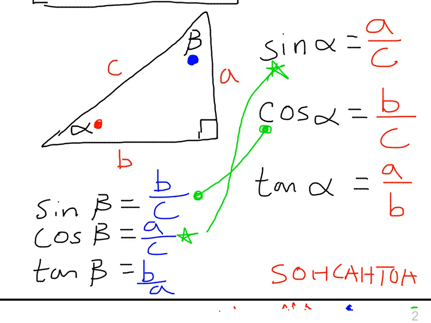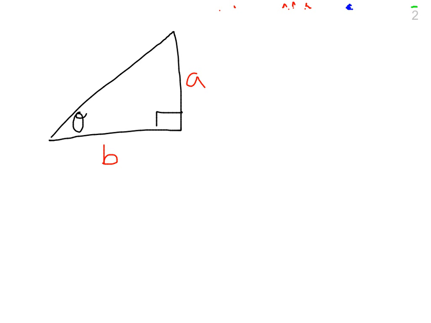Once I figure out how to move to the next page. I did it. Nice. Okay. So now that I got it, let's look at that same triangle again. This time, though, instead of calling it alpha and beta, I'm going to call it theta, right there. We'll still have the same sides. We'll go A, B, and C.